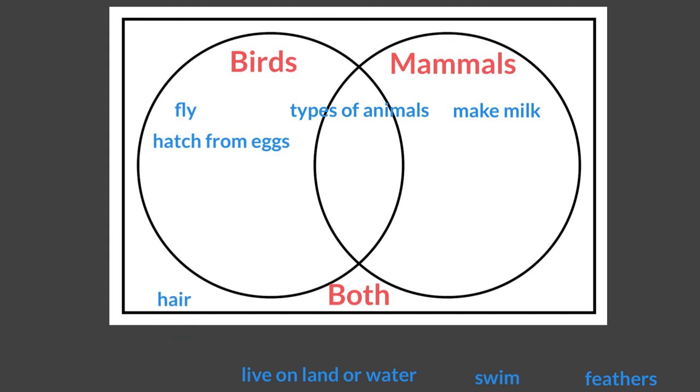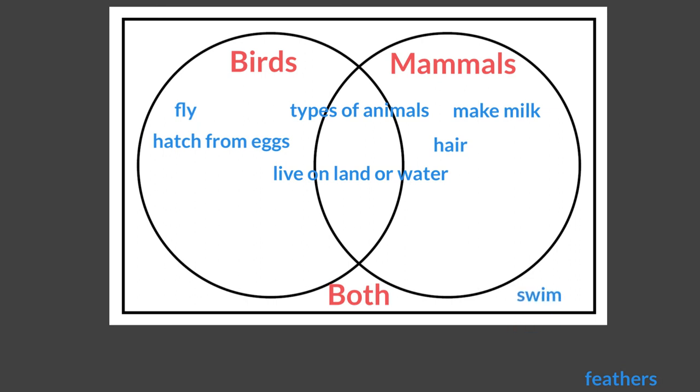Our next detail says hair. Do birds have hair? Do mammals have hair? Or do both birds and mammals have hair on their bodies? If you said mammals have hair, you got it. Our next detail says live on land or water. Do birds live on land or water? Do mammals? Or do both birds and mammals live on land or water? Both birds and mammals can live on land or in water. So we put that fact here in the middle.